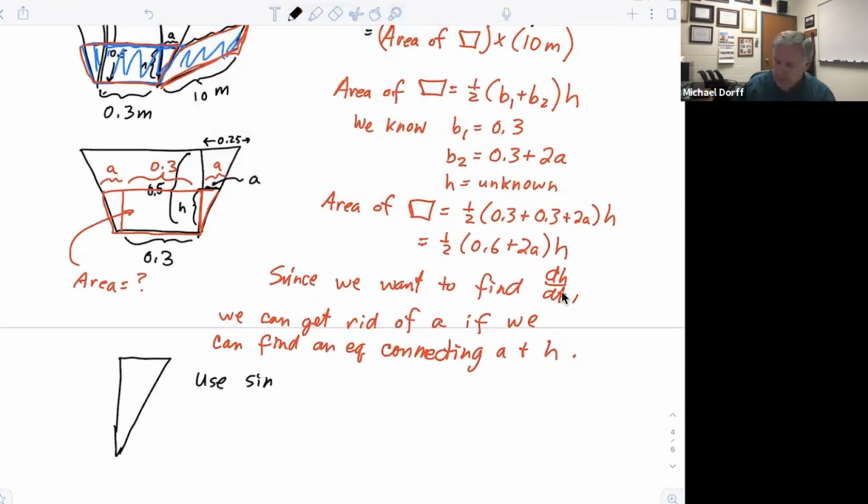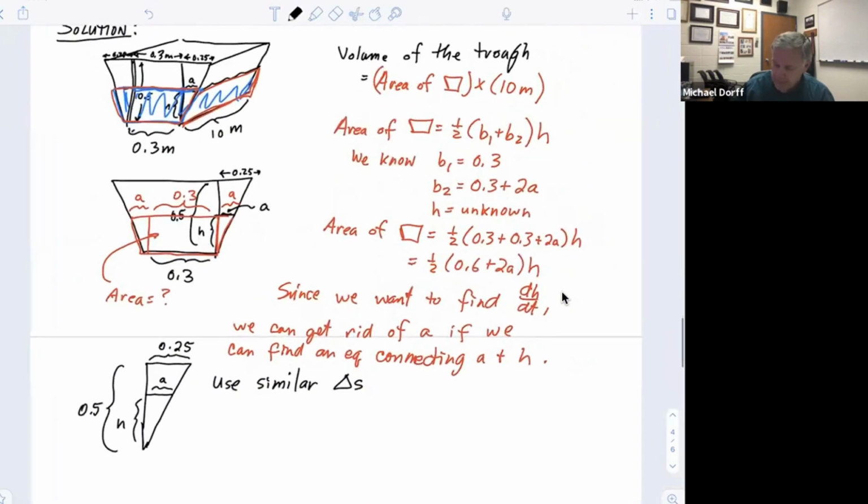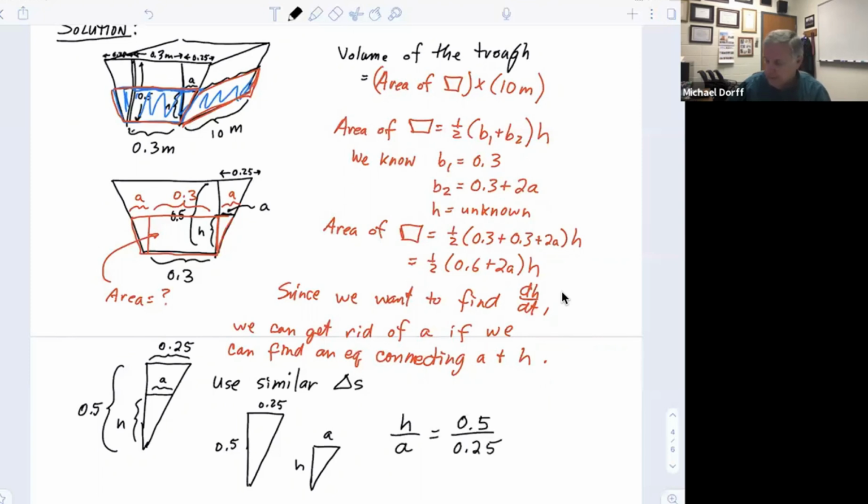So we're going to use similar triangles. This is h, this is a, this whole thing here is 0.5, and this height here is 0.25. So I've got my two similar triangles. There's my clock going off again. So I've got 0.5, 0.25 on the larger triangle, and in the smaller triangle inside, I've got an h and an a. So I can use the relationship that h over a, the height over the top on the smaller one, is equal to the height over the top part of the larger triangle.